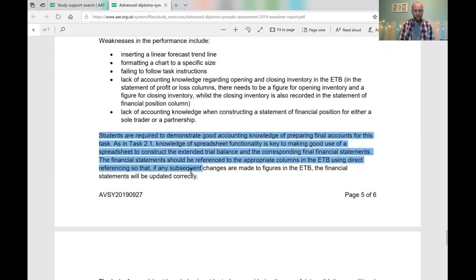So just at the bottom of task 2.2 then, it says students are required to demonstrate good accounting knowledge of preparing final accounts for this task. As in task 2.1, knowledge of spreadsheet functionality is key to making good use of the spreadsheet to construct the extended trial balance and the corresponding financial statements. The financial statements should be referenced to the appropriate columns in the extended trial balance using direct referencing, so that if any subsequent changes are made to the figures in the ETB, the extended trial balance, they automatically update in the financial statements.